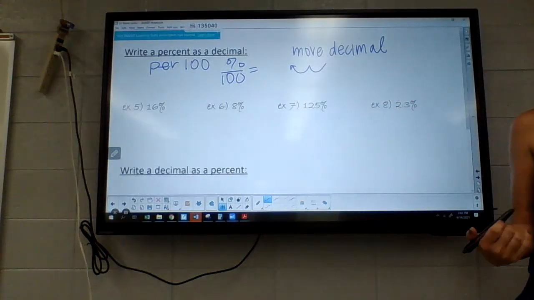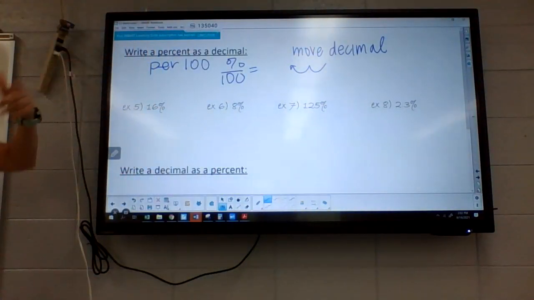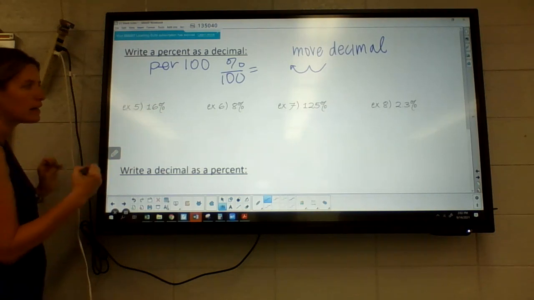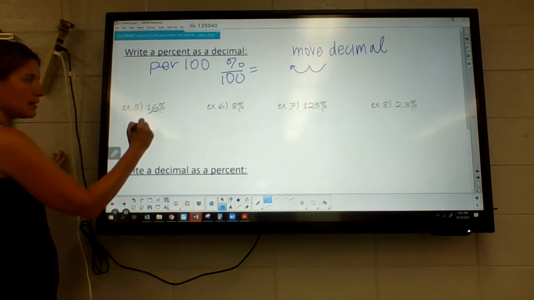Dividing by 100. So in all of these, unless they have the decimal there already, where do we assume the decimal is? At the end, behind, yep. So like here, we're going to move it over 2 times. Once we change it from a percent to a decimal, you should drop the percentage symbol. Be careful that you don't continue to write the percentage, otherwise we're making this more complicated.